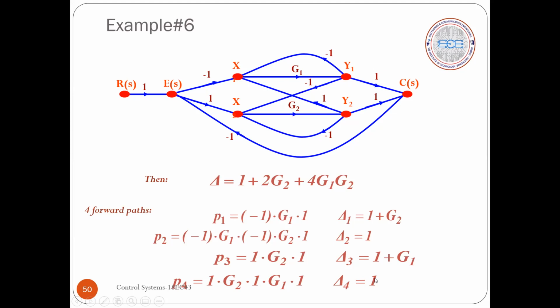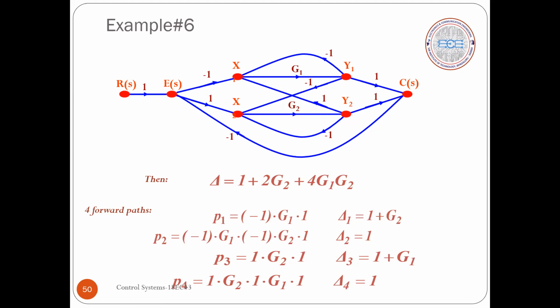Before calculating the delta k, we have to first find delta. So what is delta? Delta is equal to 1 minus the sum of individual loop gains plus the sum of products of 2 non-touching loops, and so on. Like that, we keep increasing the number of non-touching loops, and we will end up with the maximum loops which are available in the graph.